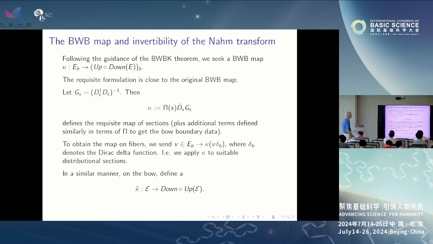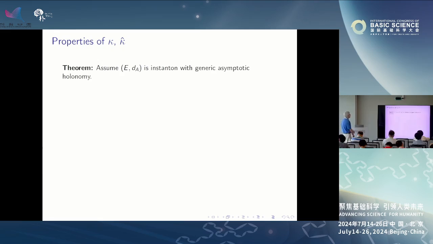And in a similar manner, you can define a map for the bow, which maps E to the down Nahm transform composed in the other direction. So we have the following theorems. If we assume we have an instanton on multicentered Taub-NUT with generic asymptotic holonomy, then this map kappa that we wrote down constructs an element that's in the kernel of our Dirac operator on the bow.